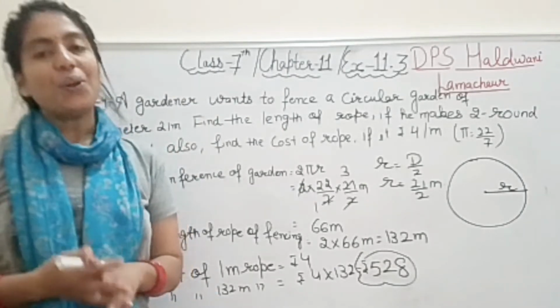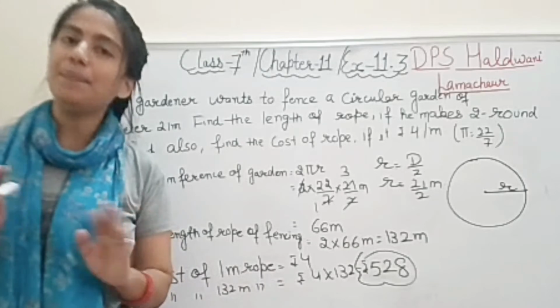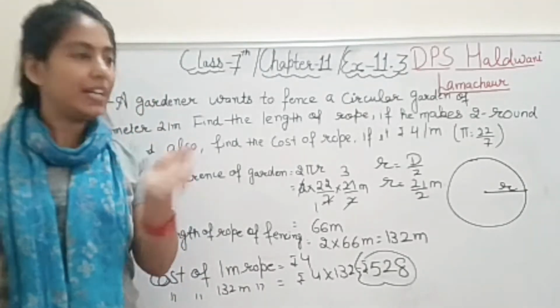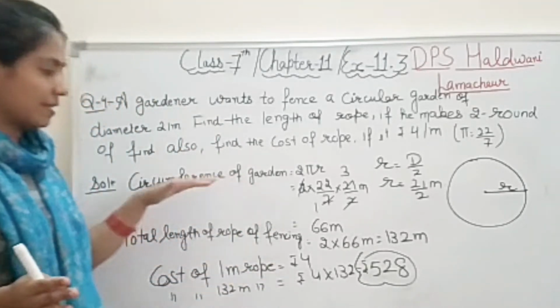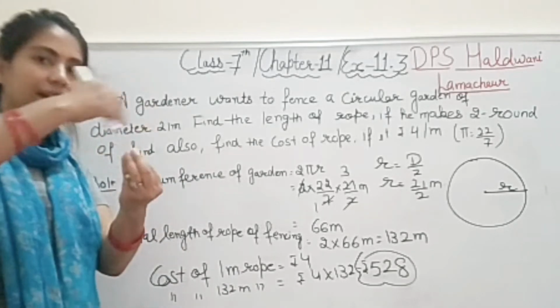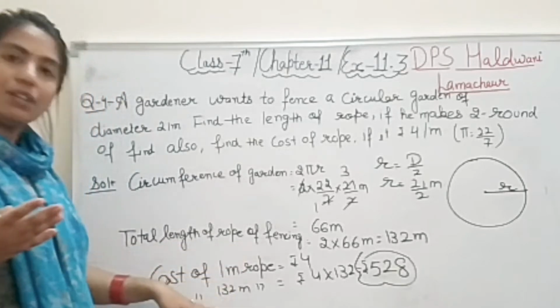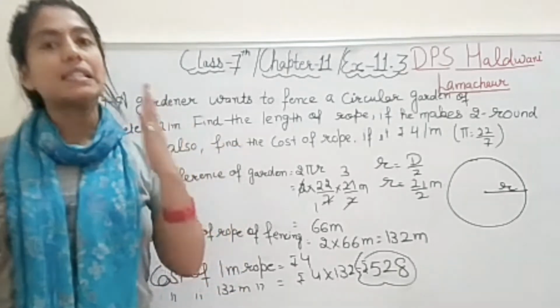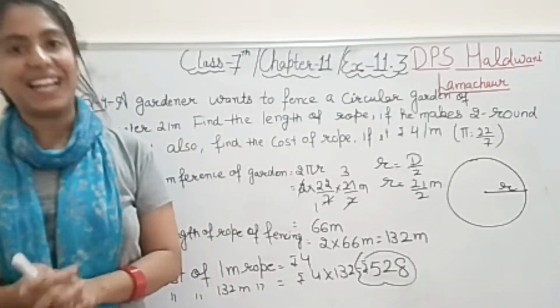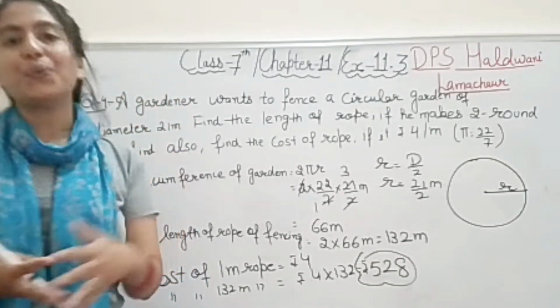Right student? So always the question we have is in the same manner only. You have to be vigilant, and do a stepwise solution. Circumference, then you have to take 2 rounds of the rope, so the total length of the rope, and then the cost of the rope. So always you need to do the stepwise solution. Right student? So this is all about question number 4.